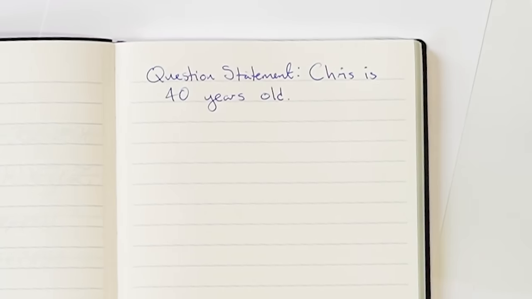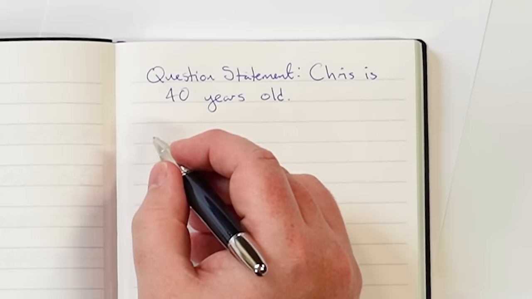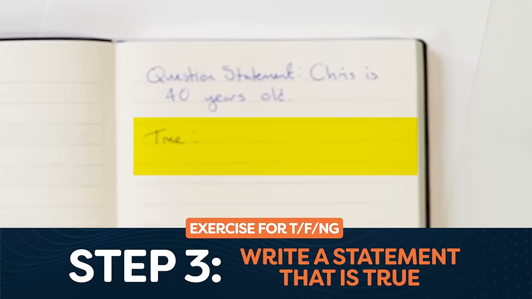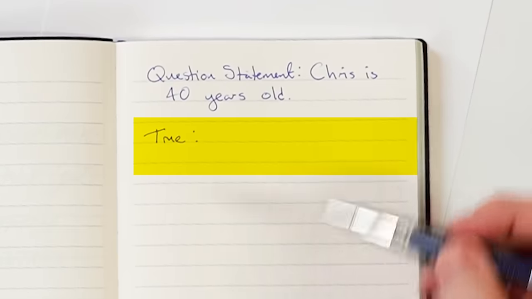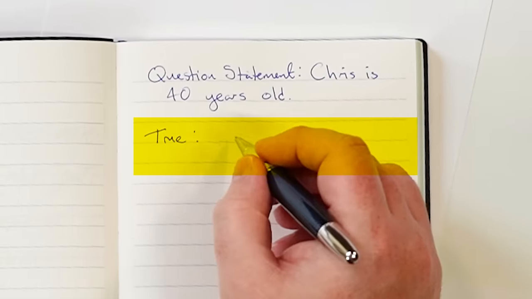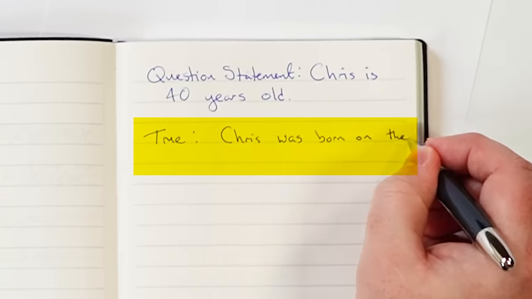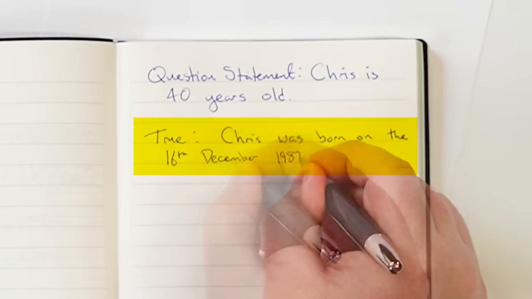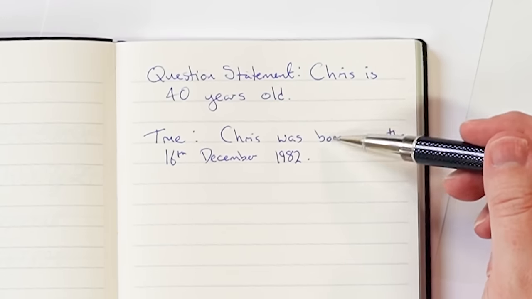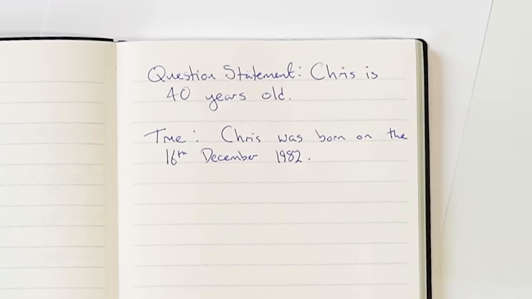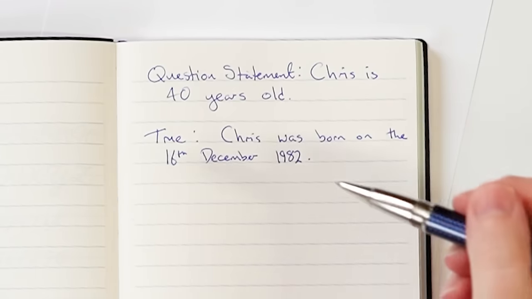So imagine this is in your questions. This is the question part of true, false, not given. What we're going to do now is write a statement in the text that is true. We're going to write a true statement that matches this fact. So I am going to write, Chris was born on the 16th of December, 1982. Today, while I'm filming this, it is July, 2023. So these two statements agree with one another. They mean the same thing. So this is a true statement.